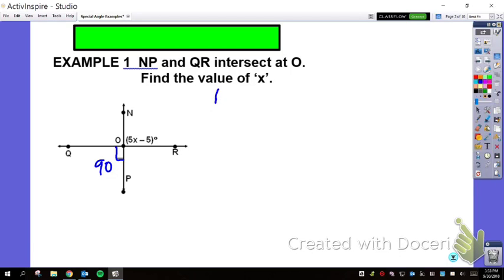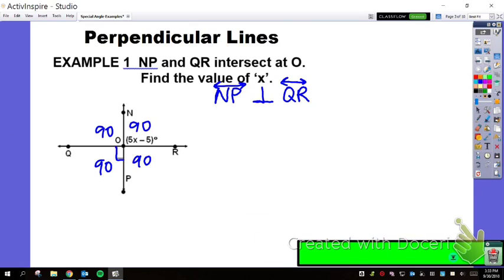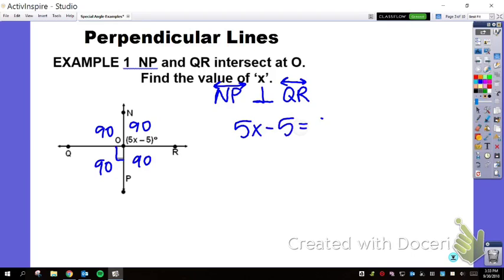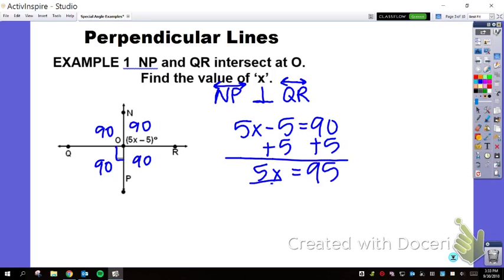So we would also know that line NP would be perpendicular to line QR. If that angle is 90, then we know all of these angles are 90. So we have perpendicular lines. When we set up our equation here, we would have 5x minus 5 equals 90. And then y'all know how to solve the equations at this point. So I'm going to solve this one, and we would end up with x equals 19. So that one's pretty straightforward.